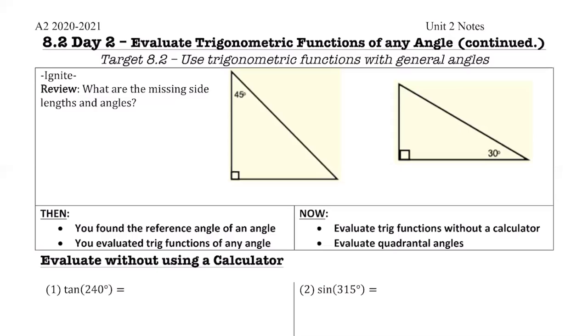Hello, everyone. We're talking trig again today. We have one more day of evaluating trig functions. And today we're working with just some special angles.